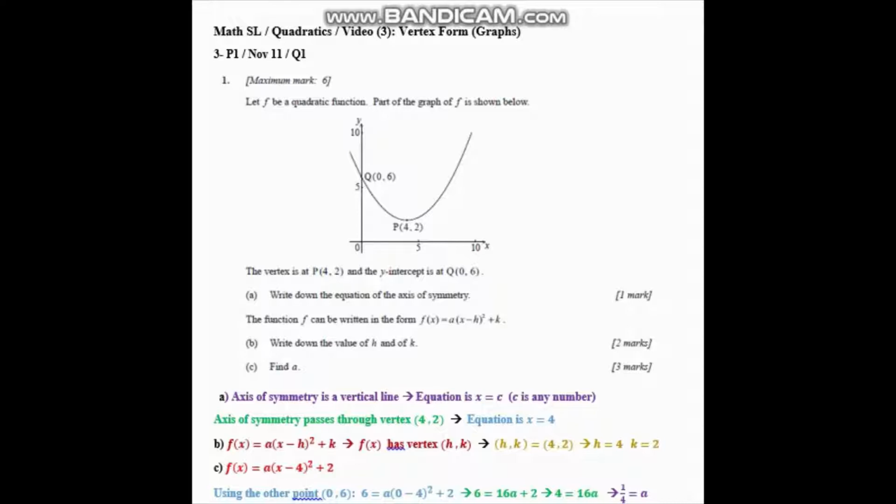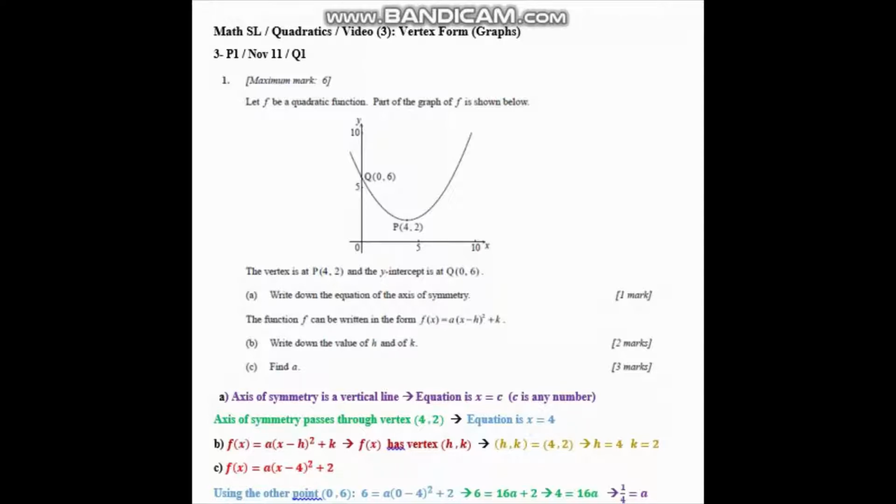So we are told that f is a quadratic function with this graph shown right there. We are told that the vertex is at (4, 2) and that the y-intercept is (0, 6). Of course, we could have deduced this piece of information from the graph. In A, we are required to write down the equation of the axis of symmetry.